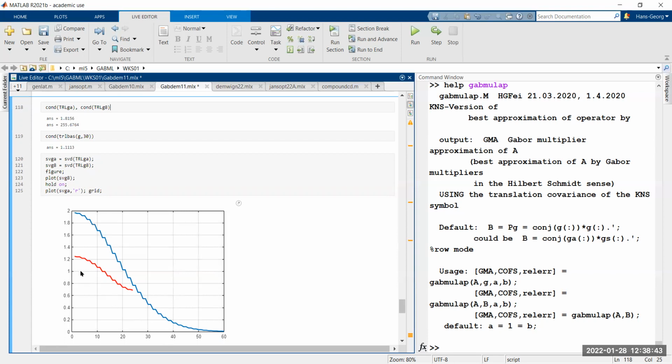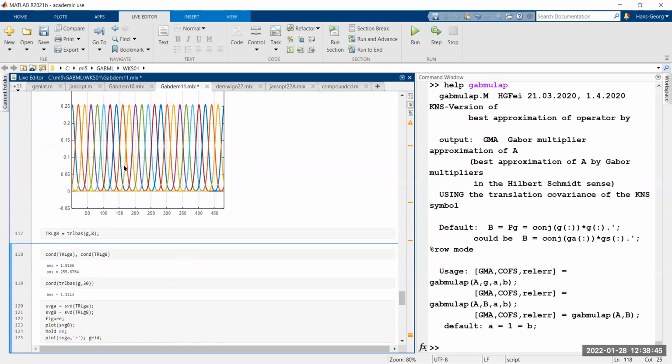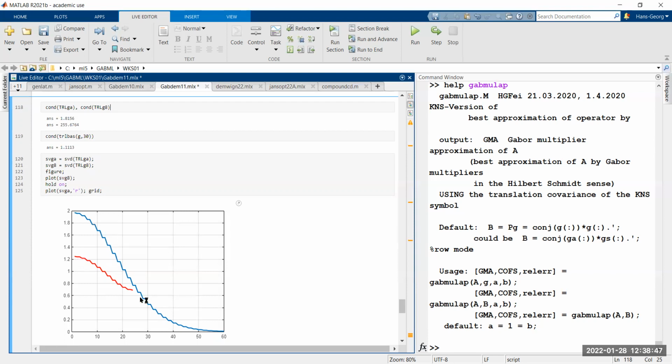Now, if you take the small family, which was the original family, the situation is much better. So the condition number is getting worse, not because the upper singular value is exploding, but because the last singular values are getting so small that the quotient is getting big.